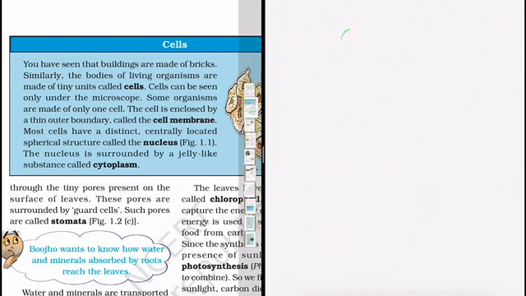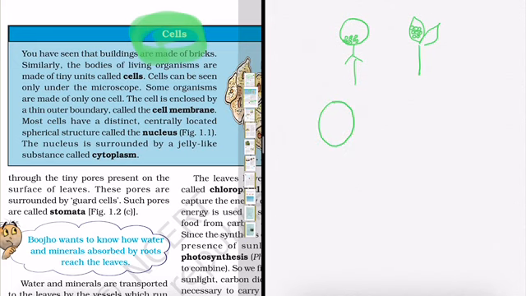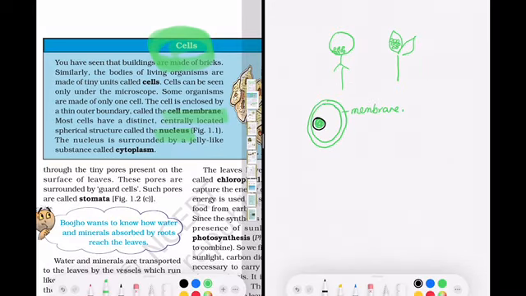If we see our body, whether it is an animal or a plant, the body is made up of very small structures, very small particles. They are called the cells. The cell is surrounded by a membrane, and inside the cell there is a nucleus, and there is a fluid, not a proper liquid but a semi-liquid type of thing, that is called the cytoplasm.